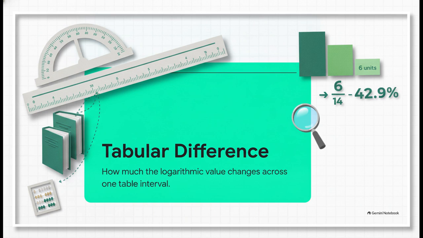Let's say the full gap between the two logs in our table is 14 units, but our target value is only 6 units above the lower boundary. Well, by dividing 6 by 14, we figure out we need to go about 42.9% of the way toward the next angle. It's just incredibly precise manual estimation.